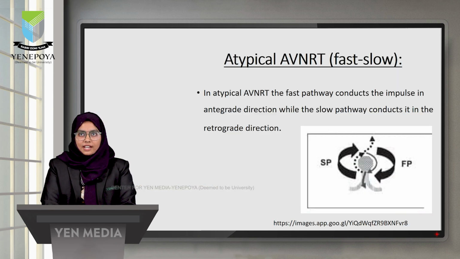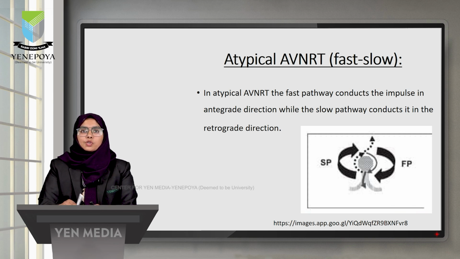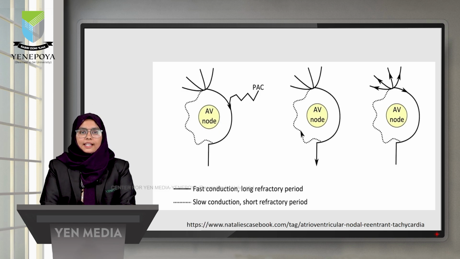Next is atypical AVNRT. As I've told you, it is a fast-slow pathway. In atypical AVNRT, the fast pathway conducts impulses in the antegrade direction, while the slow pathway conducts in the retrograde direction. As you can see in the picture, the fast pathway conducts antegrade, whereas the slow pathway conducts retrograde towards the atria. This is what I was telling about. This is the mechanism of atypical AVNRT.